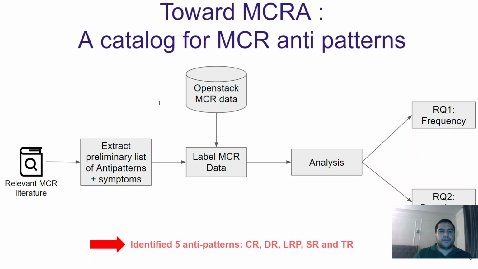At the end of the process, we identified 5 MCR anti-patterns, and in the coming slides, we discuss the anti-patterns, catalog their symptoms, and present the results of RQ1 and RQ2.